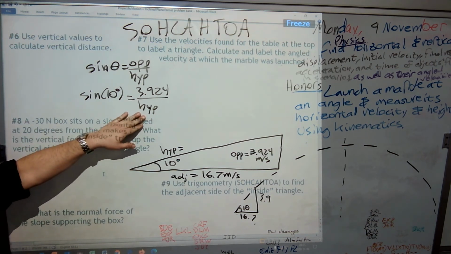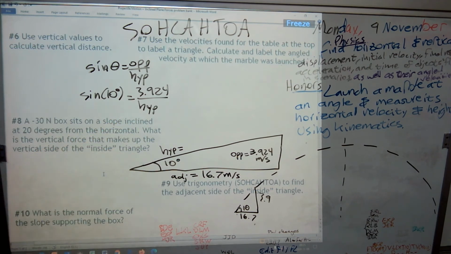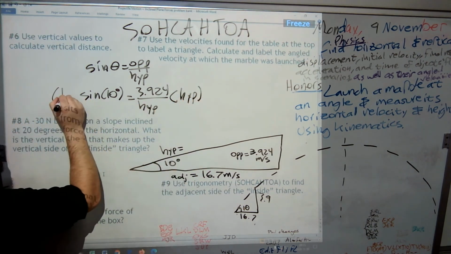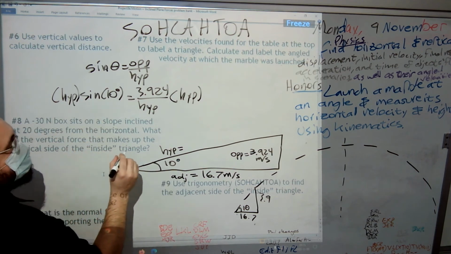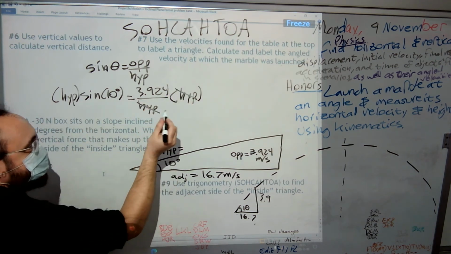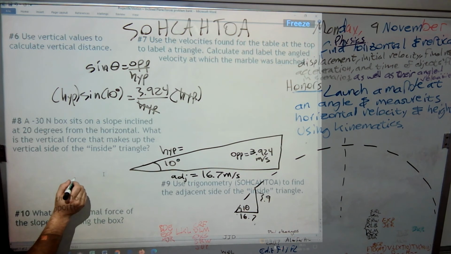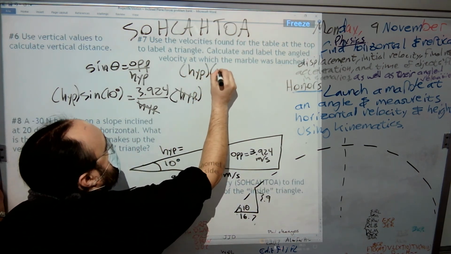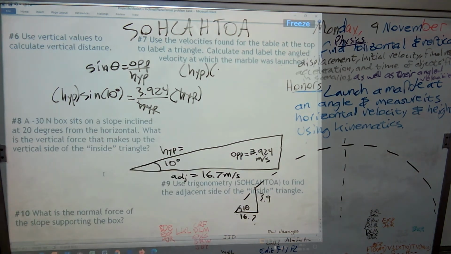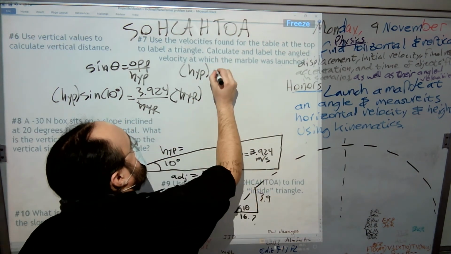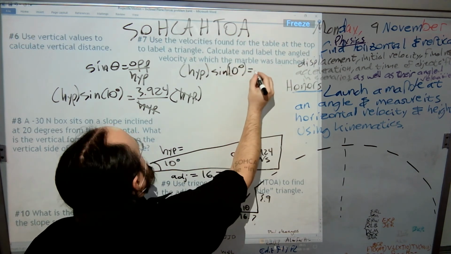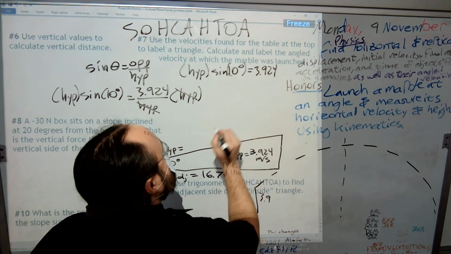So we need to make it cancel. You have to multiply on both sides. It says divided by hypotenuse, so we need to multiply both sides by hypotenuse to make that cancel. And now it's not down there anymore because there's one on top, one on bottom. It canceled. So now what we've got is hypotenuse times sine of 10 equals 3.924. So we're almost there.